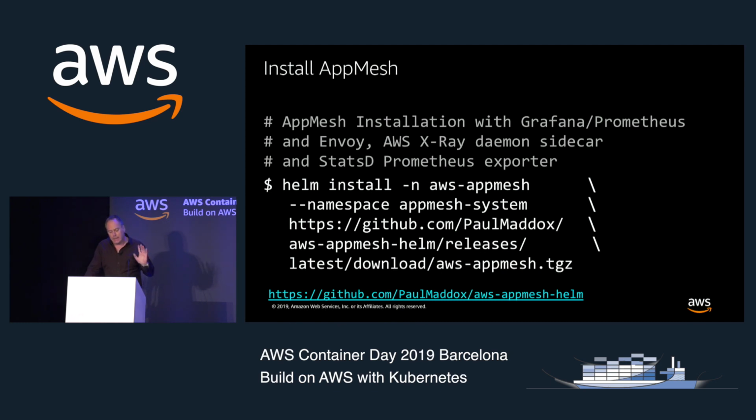And with one single Helm chart, you can now install App Mesh, which actually installs App Mesh with Envoy. It gives you the X-Ray daemon sidecar and also the statsd exporter for Prometheus. So one single Helm chart installation gives you all the magic. And look again, it gives you X-Ray and it gives you Prometheus.